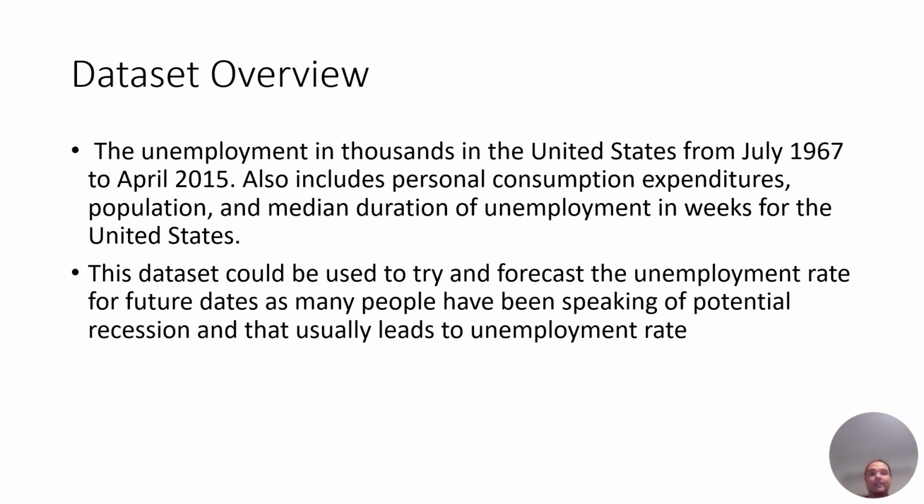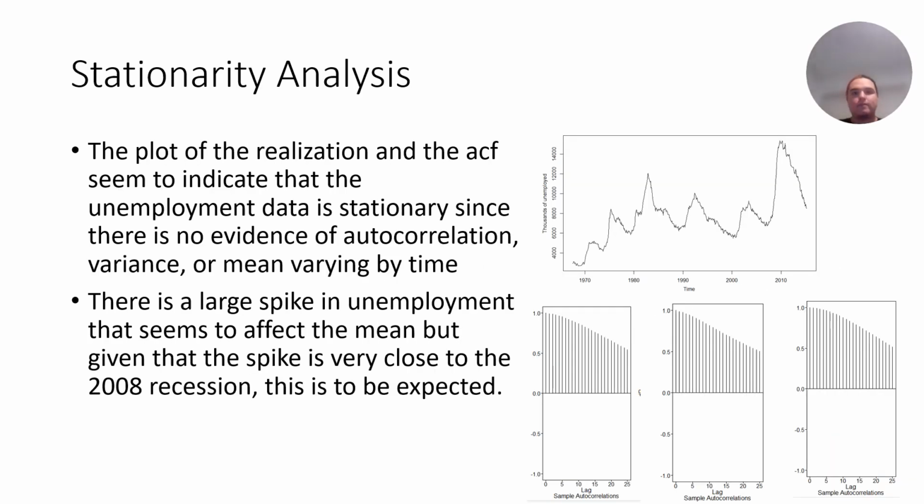So some information about the data set. The data set covers unemployment rate and other factors from July 1967 to April 2015. And we deem this important information because in those periods, there have been some recessions. And given that people are predicting that we may go into a recession soon, this will be useful to try to predict how much unemployment will come out of these recessions. So the unemployment is going to be the time series that we're going to be analyzing.